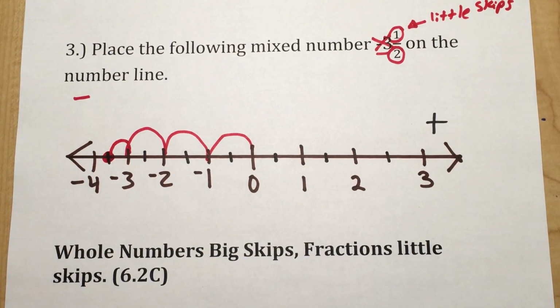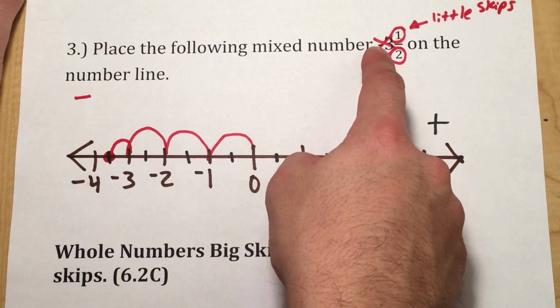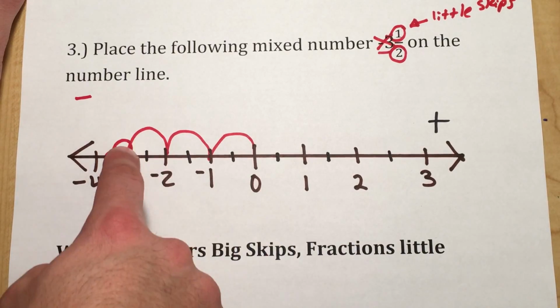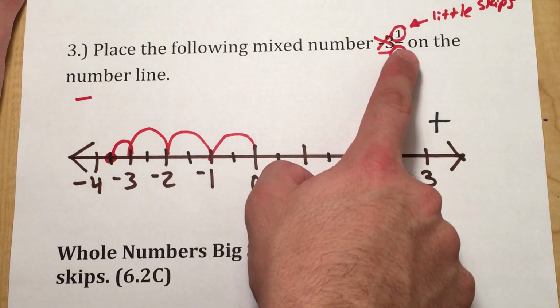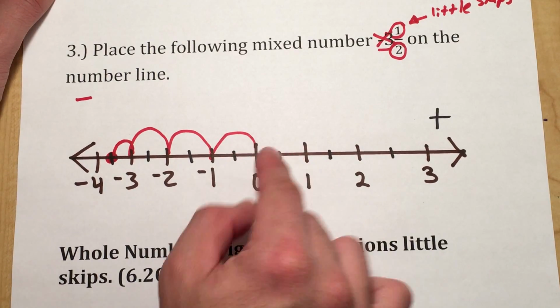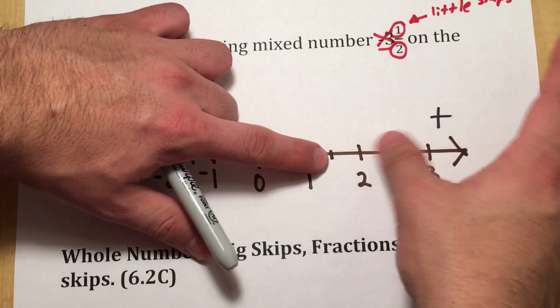And please use the skipping. It's going to help you, okay? Again, the -3 meant big skips. We went from 0, -1, -2, -3, and that little 1, we did one little skip. The denominator 2 told us how many equal parts there were going to be in between each whole number. Since it's 2, there was 2, there was 2, there was 2, and so forth.